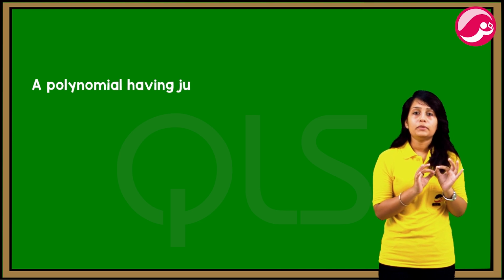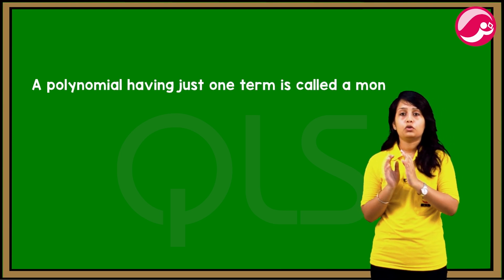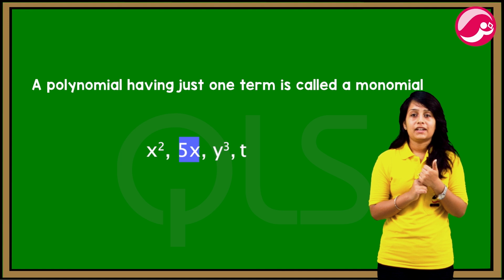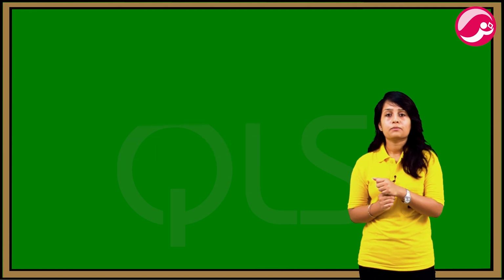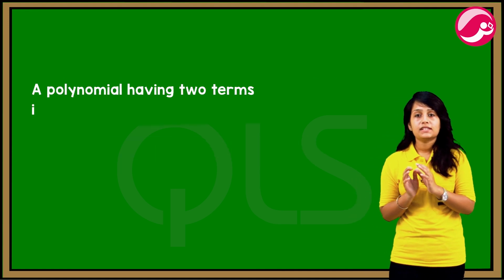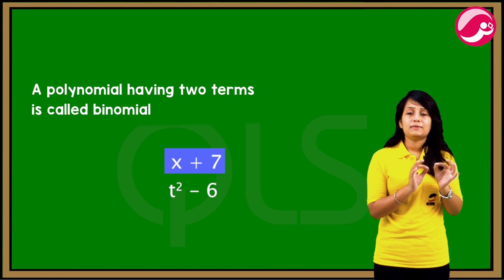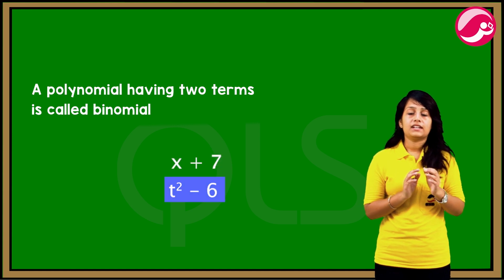Now, a polynomial having just one term is called a monomial. For example, x square, 5x, y cube, etc. A polynomial having two terms is called a binomial. For example, x plus 7, t square minus 6, etc.